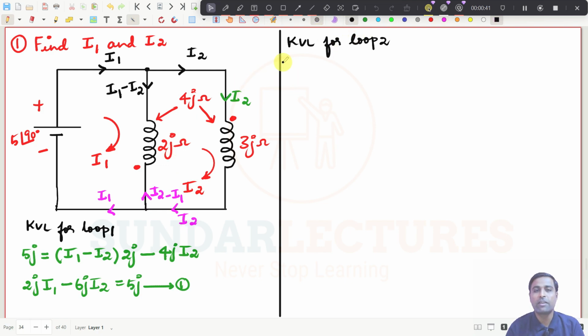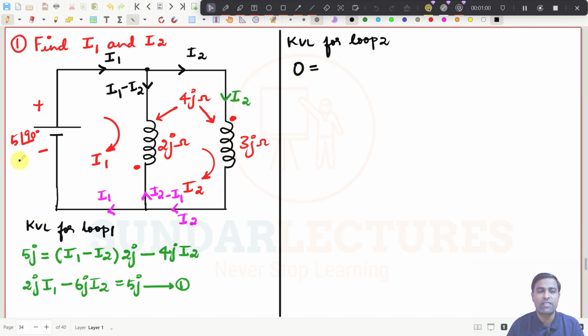So what will be the equation now? This loop equation I have to write. I have to write the voltage equation for both coils. I will first write this coil's voltage, right? For this there is no voltage source, so it will be 0.